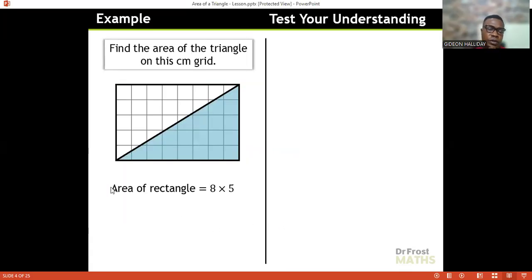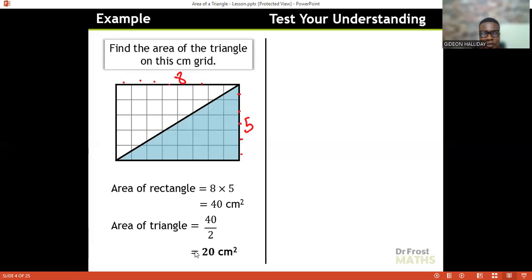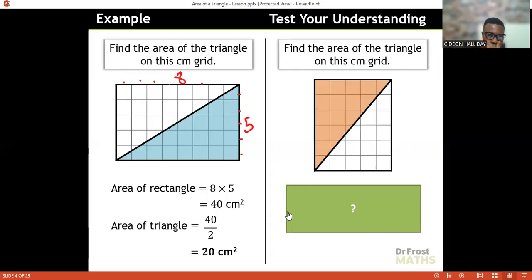So let's try this one. The area of the rectangle would be 8 times 5. One, two, three, four, five, six, seven, eight. This is 8. And this is one, two, three, four, five. So the area of the rectangle will be 40 centimeters square. And then, of course, the area of this triangle here is half of the area of the rectangle. That will give you 40 divided by 2, and that gives you what? 20 centimeters square. Very easy.